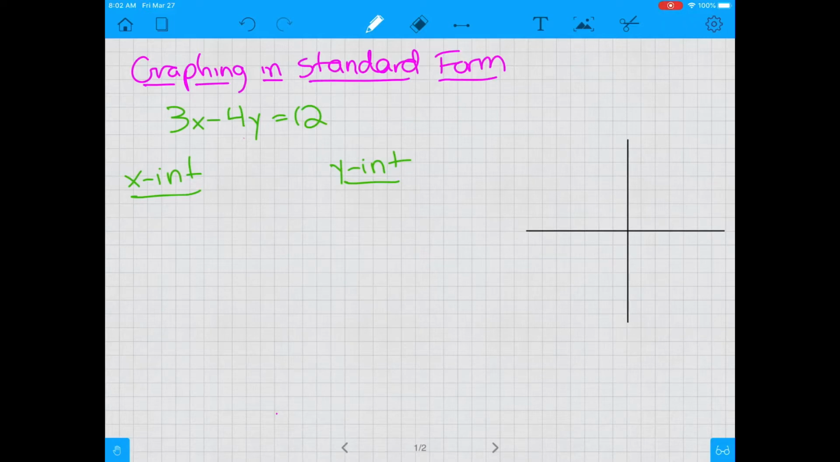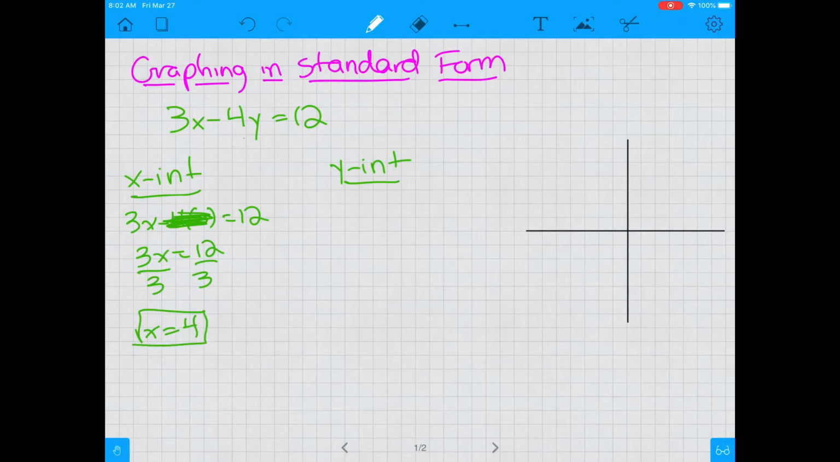So remember, in order to find the x-intercept, we plug in that y is equal to 0, which essentially, in turn, makes that term go away. So I end up with 3x equals 12. All I have to do at this point now, right, divide both sides by 3, I get x equals 4. So my next step after that is I come over to my picture, I find x equals 4, and I put a dot there.